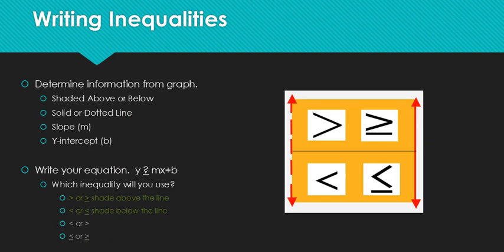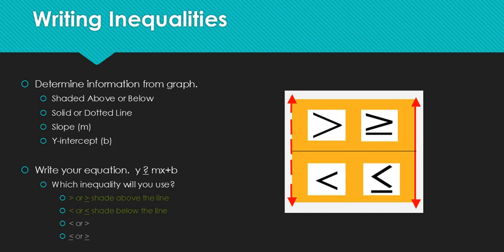If there is no line, if it's not equal to, then you've got a dotted line. If y is greater than, you shade above. If there's a line underneath, then you'll have a solid line. And if y is less than, you'll shade below.